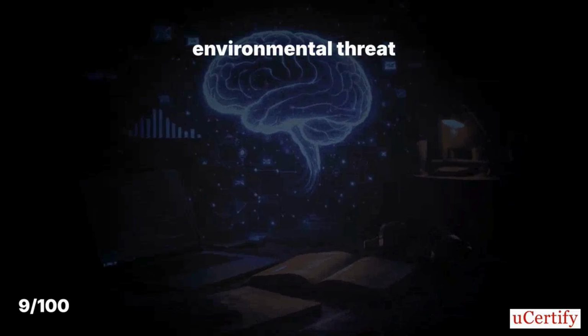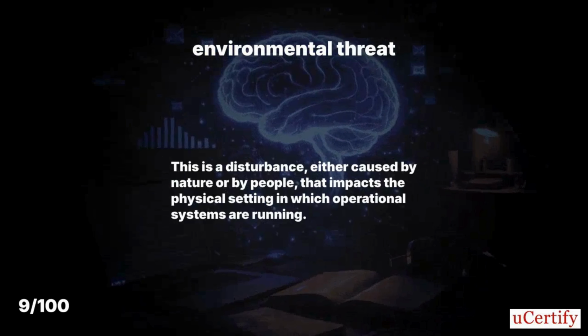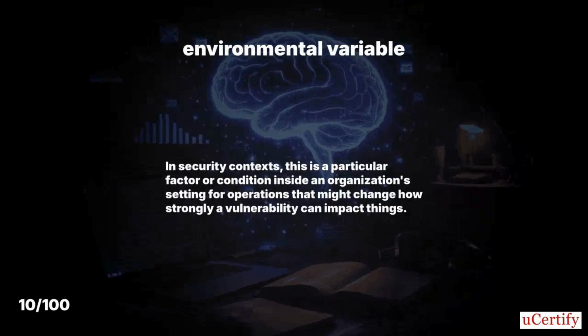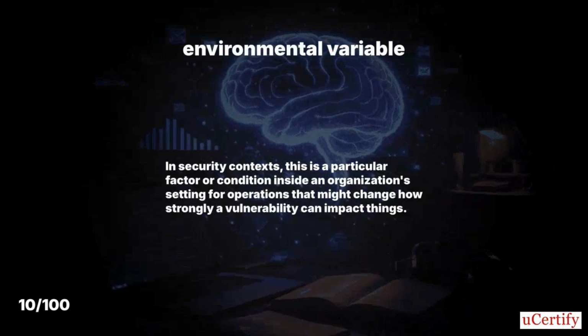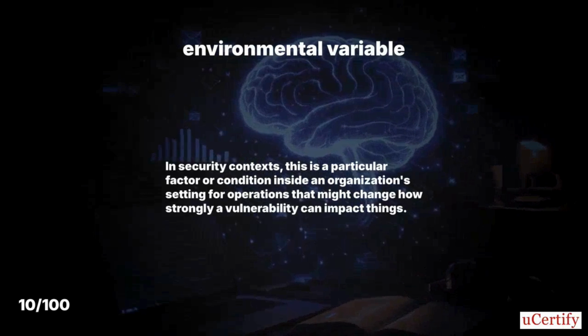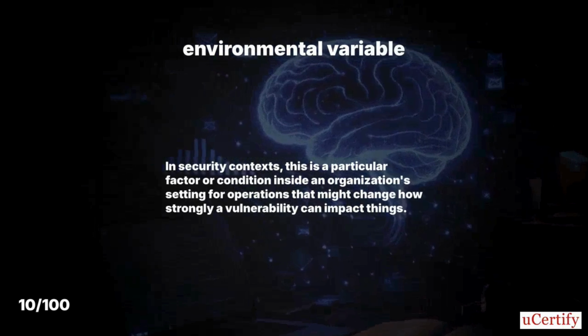This is an environmental threat, either caused by nature or by people, that impacts the physical setting in which operational systems are running. Environmental variable. In security contexts, this is a particular factor or condition inside an organization's setting for operations that might change how strongly a vulnerability can impact things.